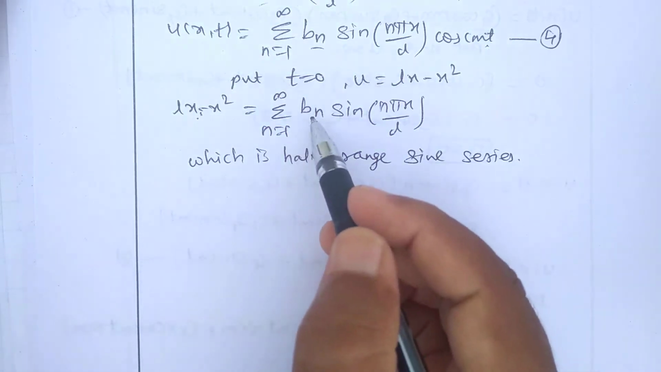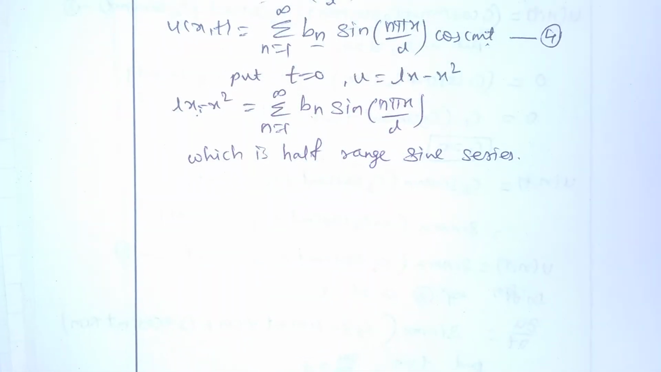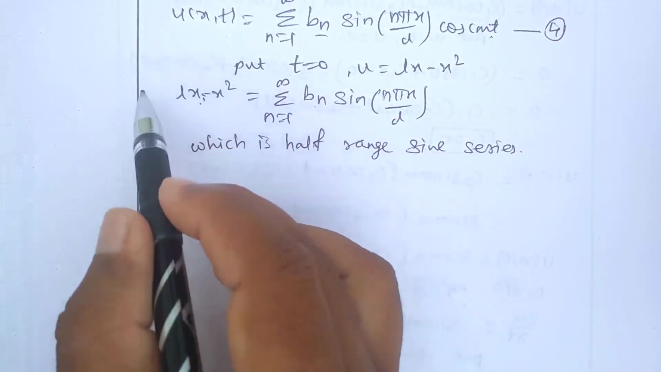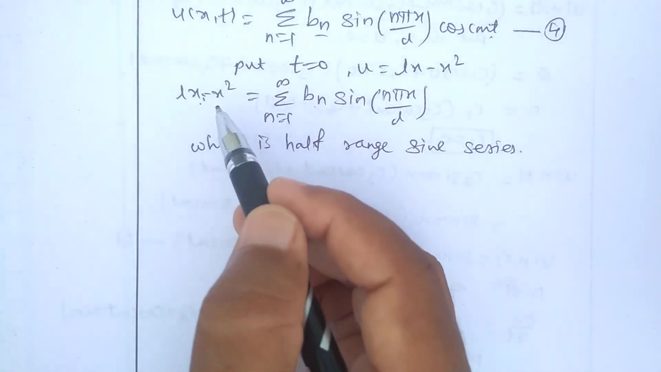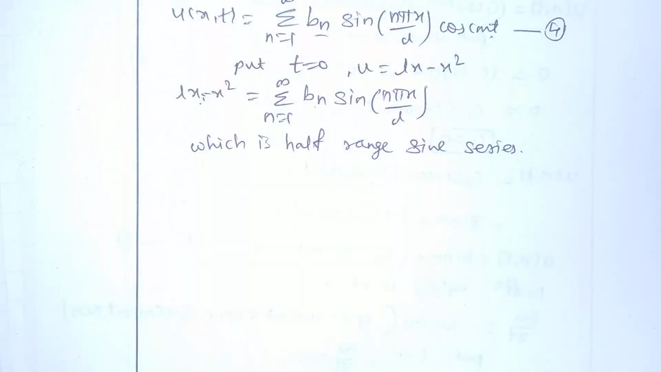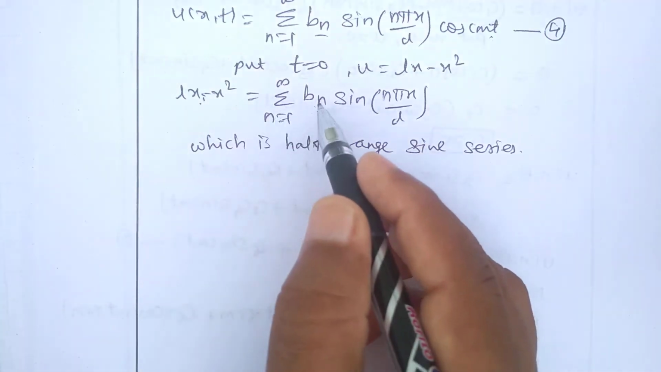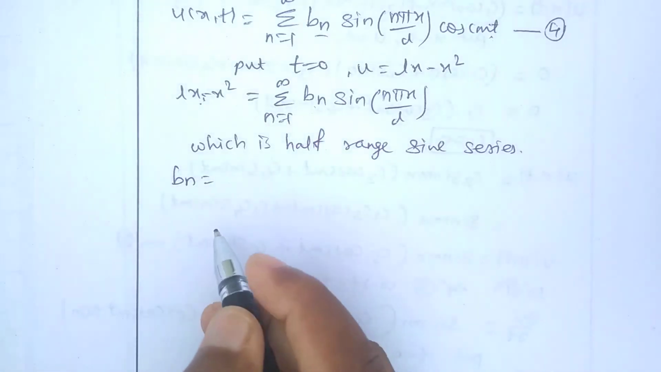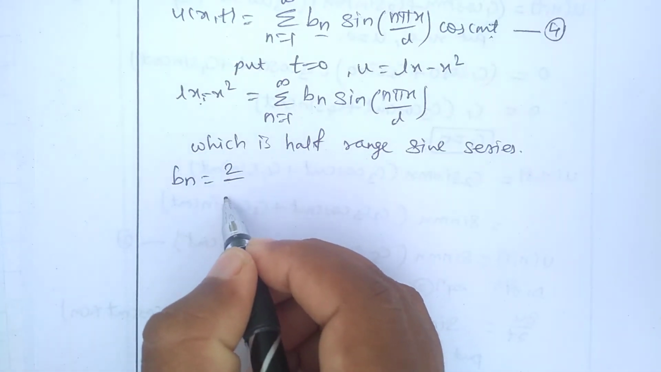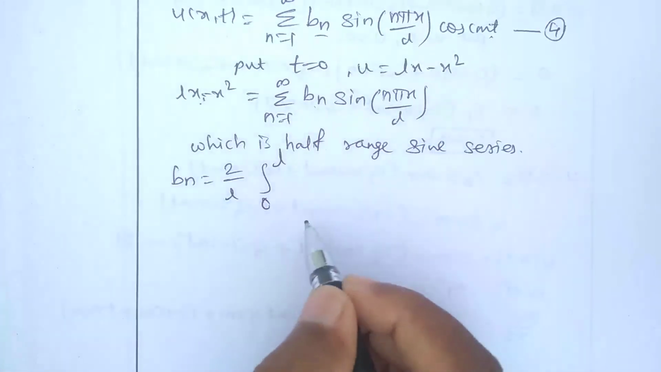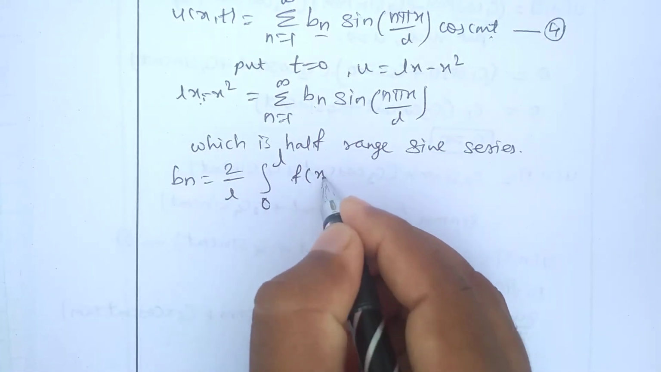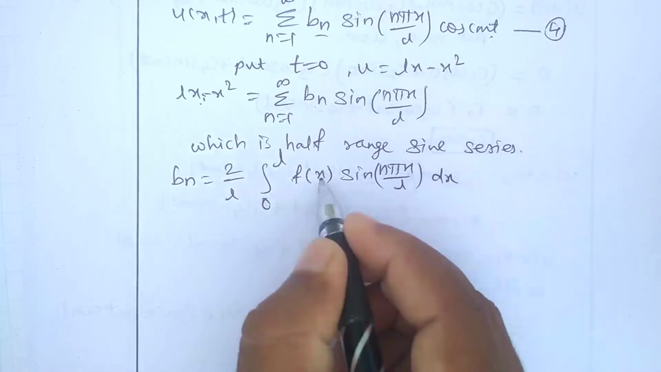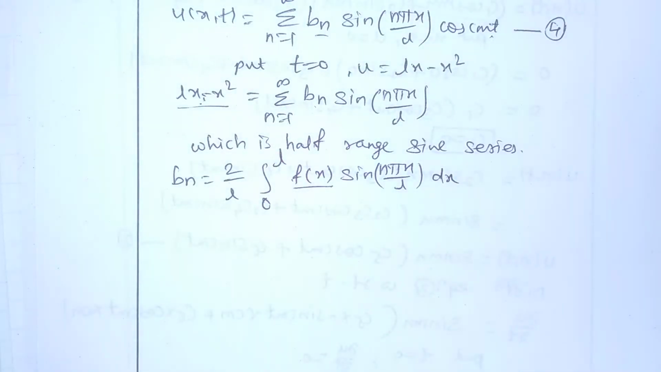So to calculate the value of Bn, we have to use the formula of half range sine series, because in the left hand side sine function is not present. If in the left hand side sine function is there, by comparing we can directly calculate the values. But here we have to actually solve to get value of Bn. So formula for Bn in the half range sine series is 2 upon L integration 0 to L f of x into sin n pi x upon L dx, where f of x is nothing but the left hand side, this Lx minus x square.